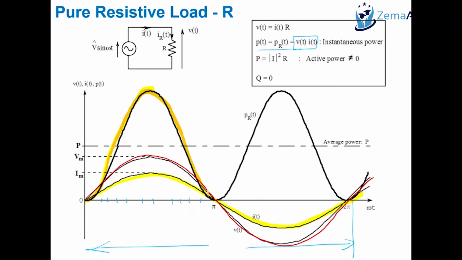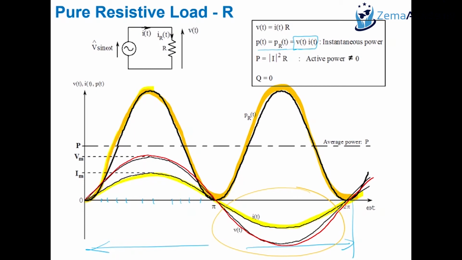So this is the power. Now, as you can see, even though the voltages and currents are negative in this part of the circuit, because both voltage and current are negative, when you multiply two negative quantities, you get a positive quantity. So therefore, the power is positive. Agree?